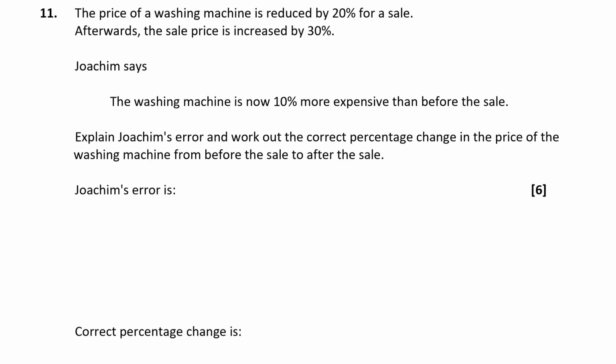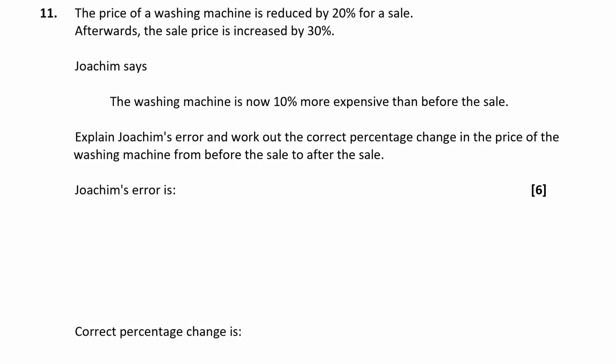Question 11. The price of a washing machine is reduced by 20% for a sale. Afterwards, the sale price is increased by 30%. Joachim says, the washing machine is now 10% more expensive than before the sale. Explain Joachim's error and work out the correct percentage change in the price of the washing machine from before the sale to after the sale.